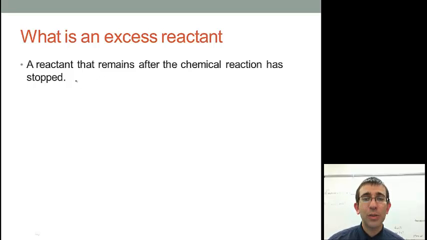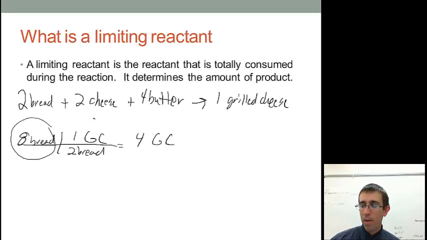The excess reactant is what remains at the end of the chemical reaction after it's stopped. If I come back to my example, I said I had a whole bunch of cheese and a whole bunch of butter. So my excess here would be the cheese and the butter, because after I use 8 pieces of bread, I still had plenty of cheese and butter left over. Those would be excess. It's what's left over.